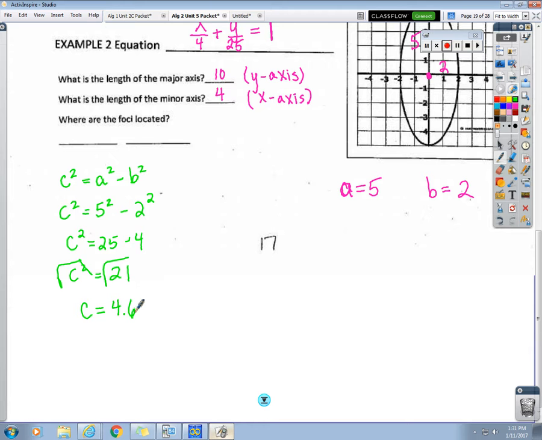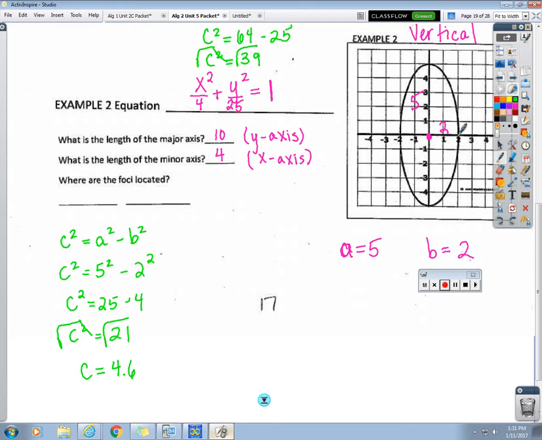We'll round it to 4.6. Isn't it 4.5 something? Okay? Now, keep in mind that this time, well, no, because your foci always go on your major axis. So it'll go on the y-axis this time. So 4.6 and negative 4.6.